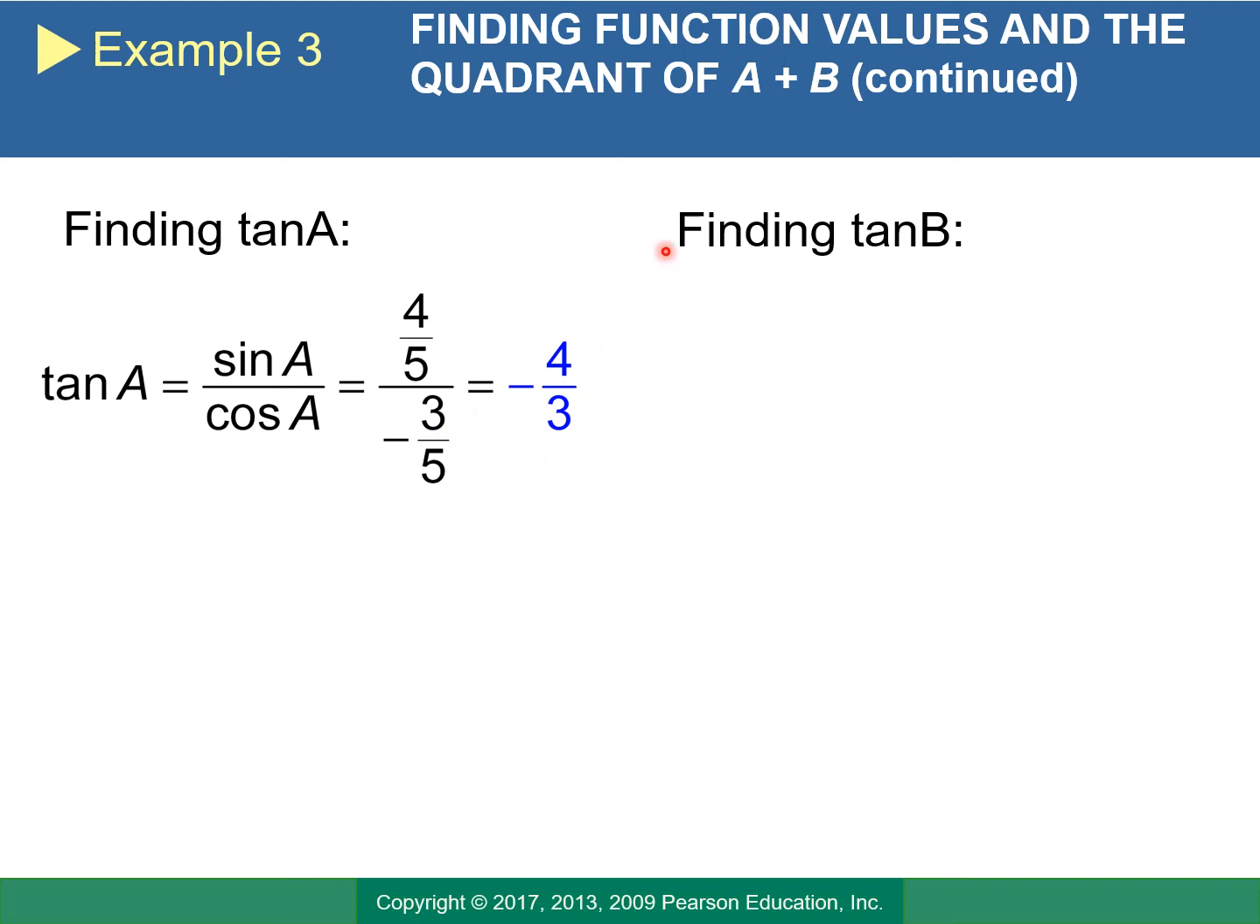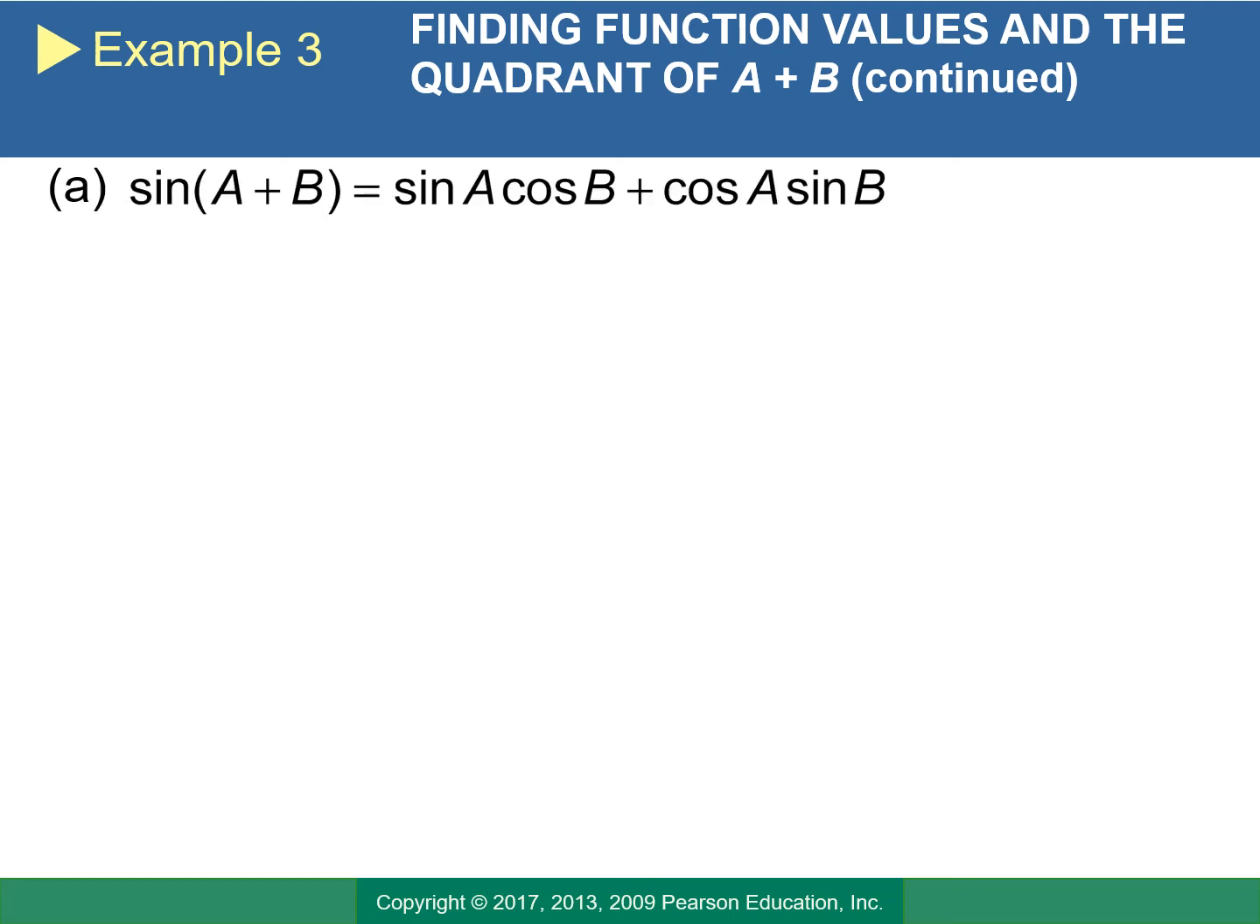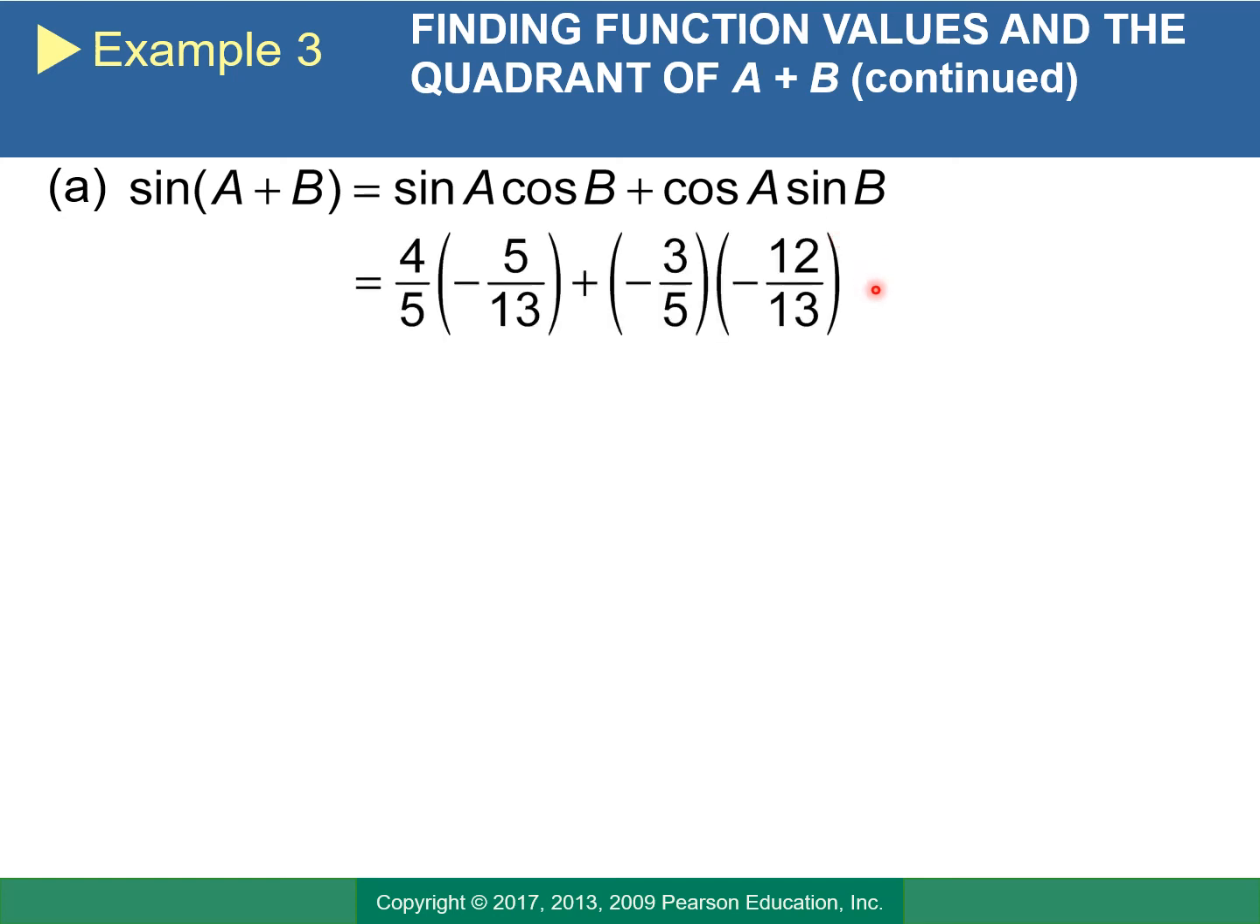Very similarly, for tangent B, we know sine of B and cosine of B, so we just divide those values, and we get that tangent B is 12/5. All right, and now we're ready to answer all three parts. Part A was the sine of A plus B. So we know all these values now. We're going to just fill in sine A, cosine B, cosine A, sine B. Okay, so these are our numbers filled in, and then after we simplify a little bit, we end up with 16/65. So part A, sine of A plus B is 16/65.